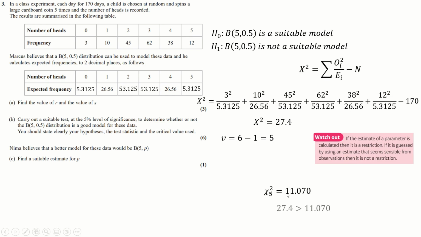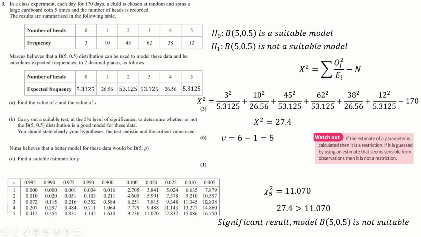Now, of course, we can look in the table. I don't know why that came up first. If we look in the table, our chi-squared table, with degrees of freedom 5, and looking for 0.005 because it's 5% significance, we're just going to find this number here. Our number was much bigger than that, so this is a significant result, and that model is not suitable.